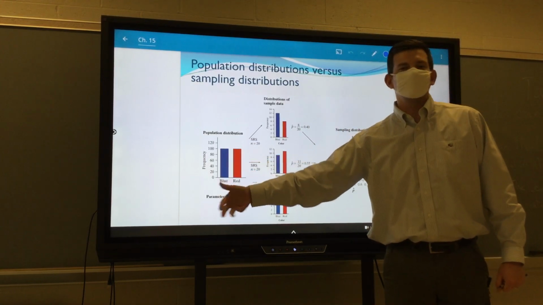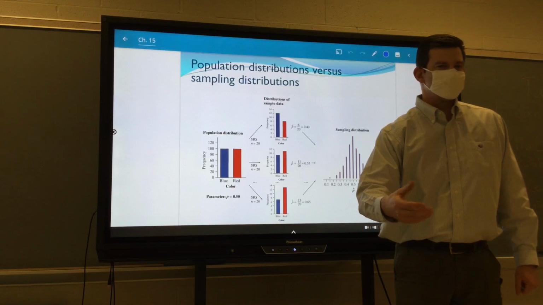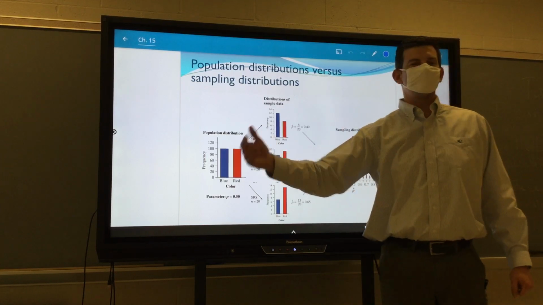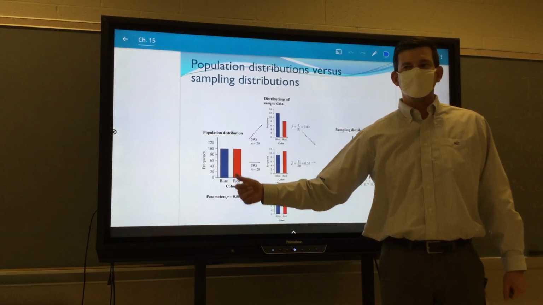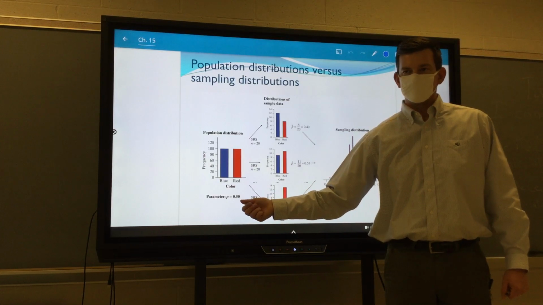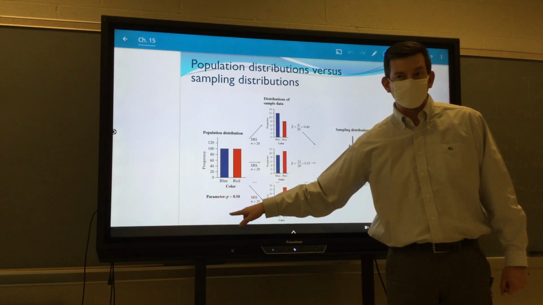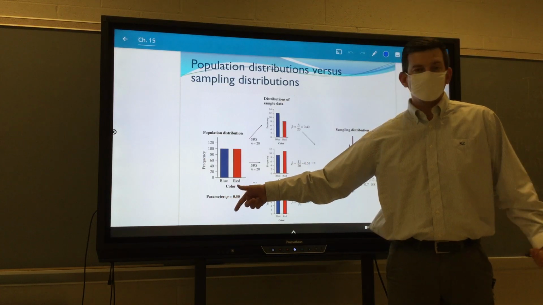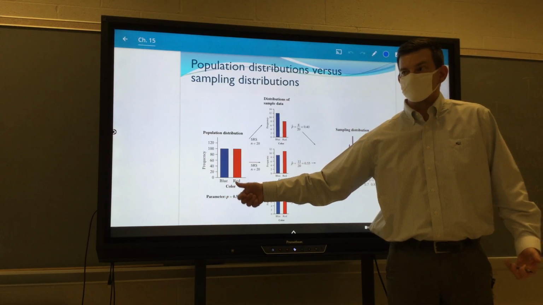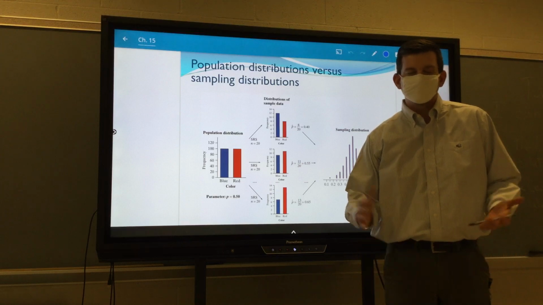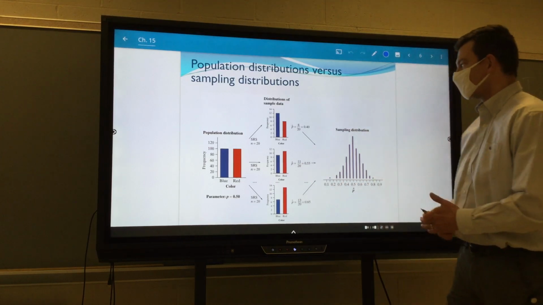This is kind of similar to a coin flip. But instead of heads and tails, it's saying 50% of the time you get blue, 50% of the time you get red. Okay? That's our expectation. Our parameter is that p, the population proportion, is 50%. Essentially the same as the mean.